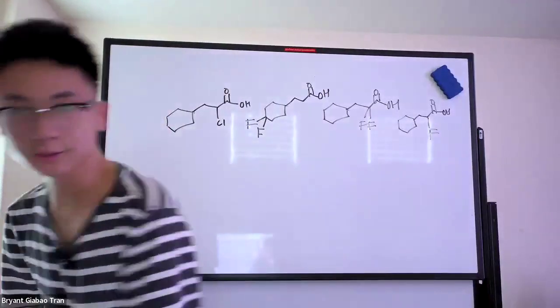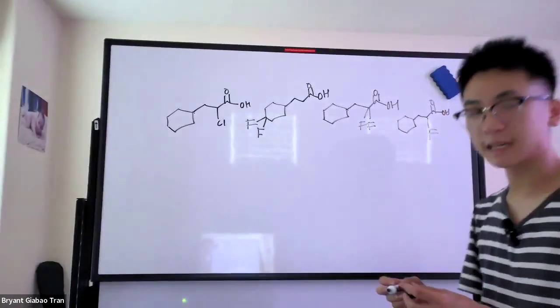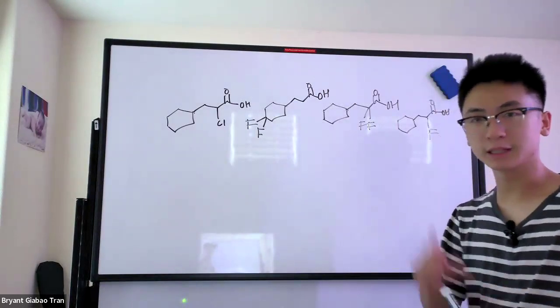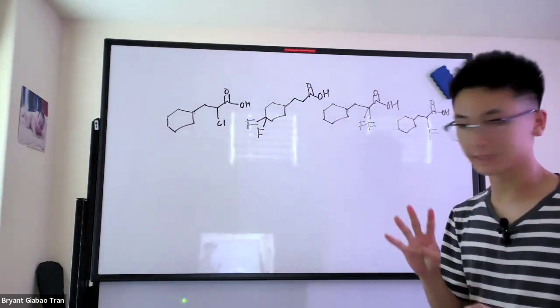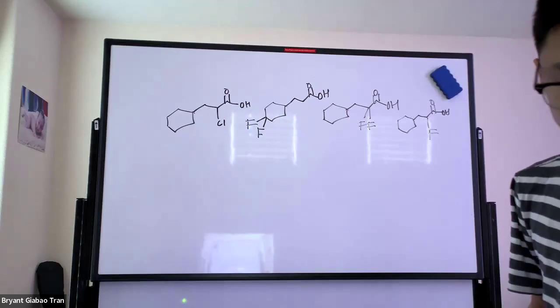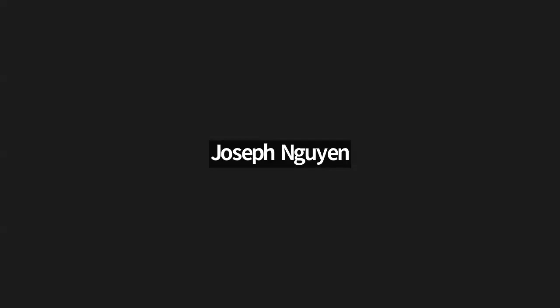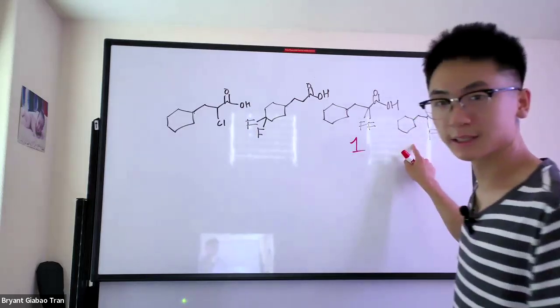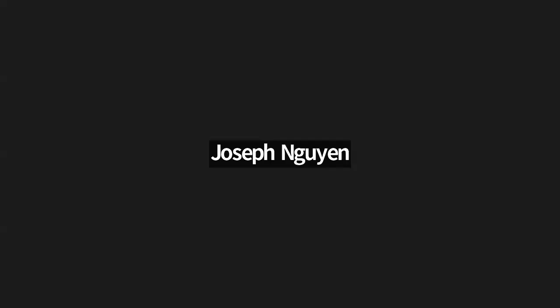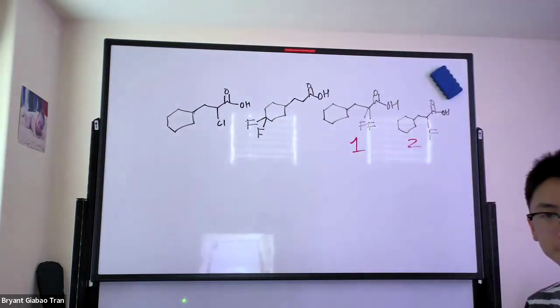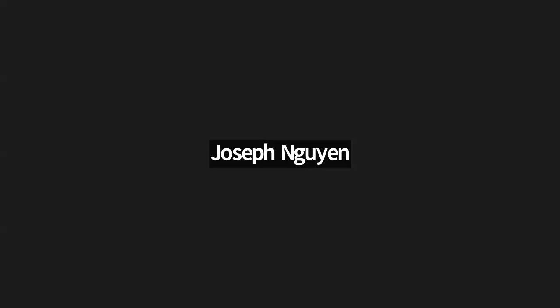Okay, so rank these acids in order of increasing acidity. 1 is the most acidic, 4 is the least acidic. I think the third one is the most acidic, and then it's the last one. And the last one is the second most? Yeah, second most acidic, right? And then it's the first one and then the second one. Yeah. Nice.